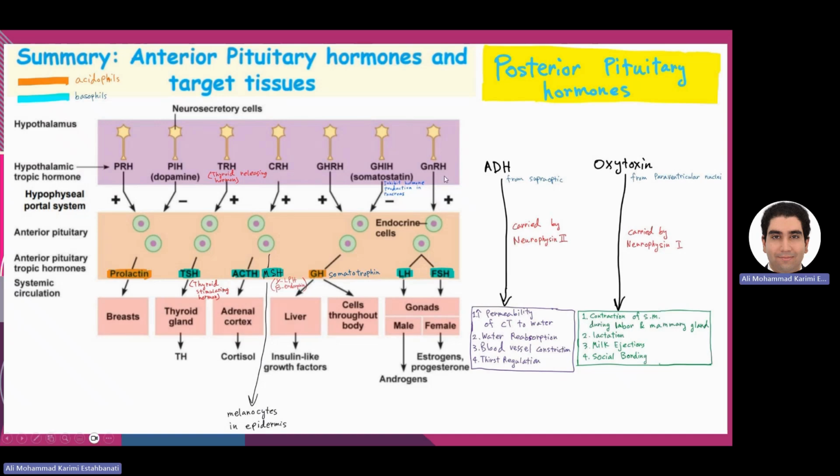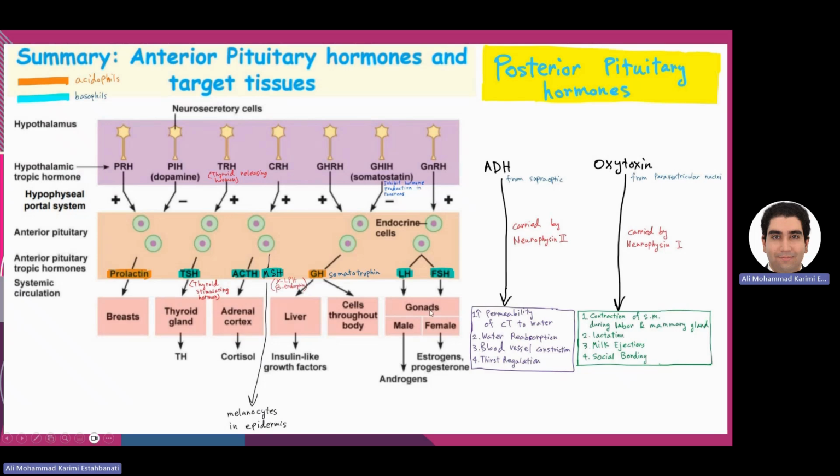Now, the last thing is GnRH, which is the gonadotropin releasing hormone, and it goes to the anterior pituitary and causes the FSH and LH to be formed. As I mentioned, the gonadotrophic cells are close to or in the pars infundibularis, so they are around the infundibular area and not in the pars distalis of the anterior pituitary.